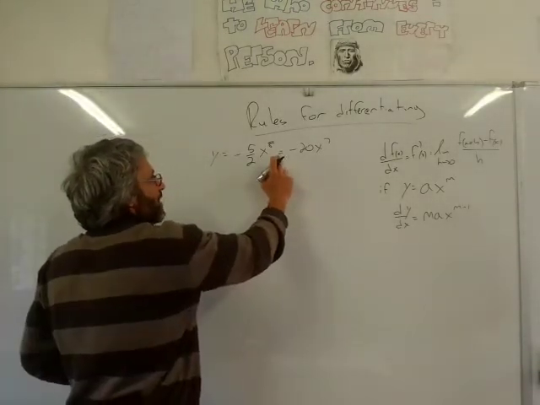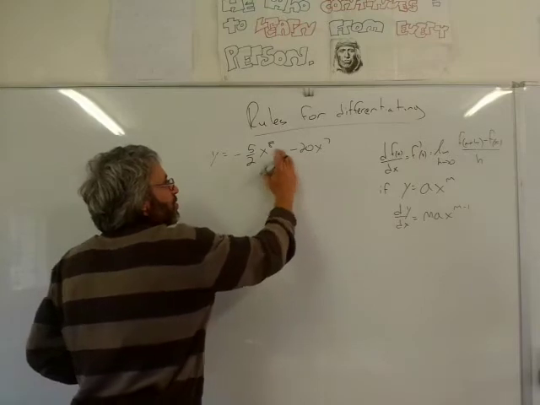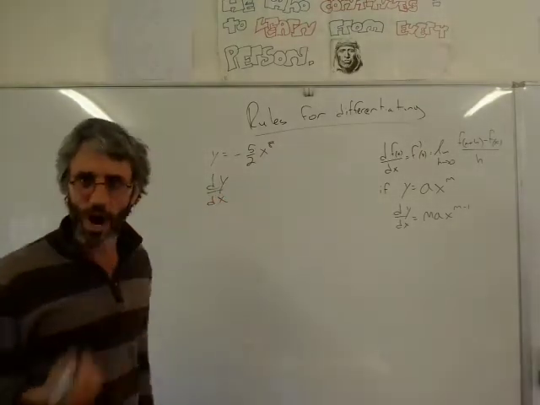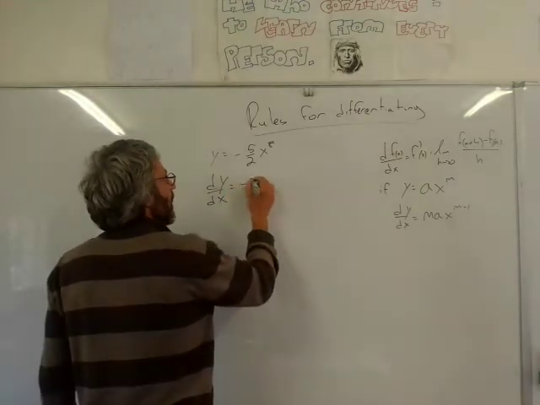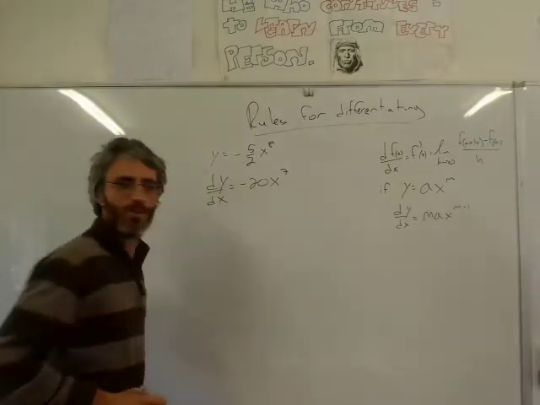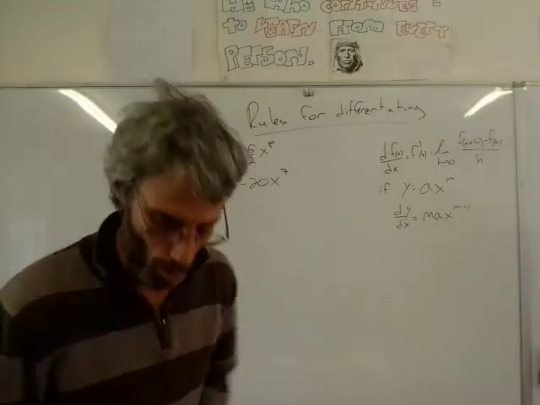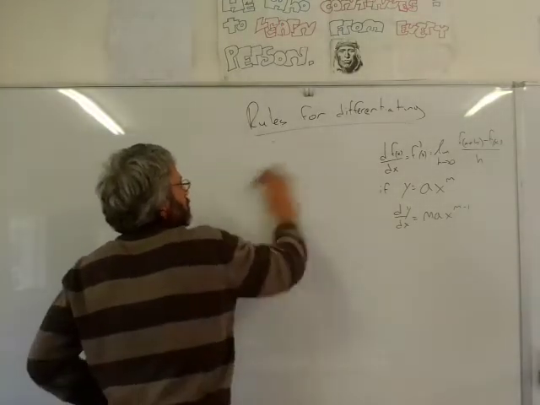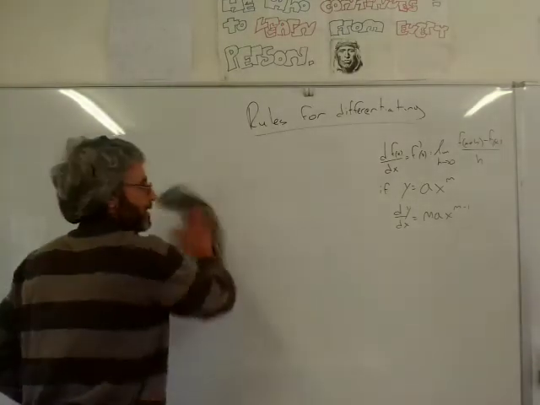I shouldn't write that equal there, because obviously these things are not equal, okay? The derivative of y with respect to x, dy to dx, is going to be minus 20x power 7. So that was a big mistake that I've just written on the board. Right, okay, let's move on to something like this.